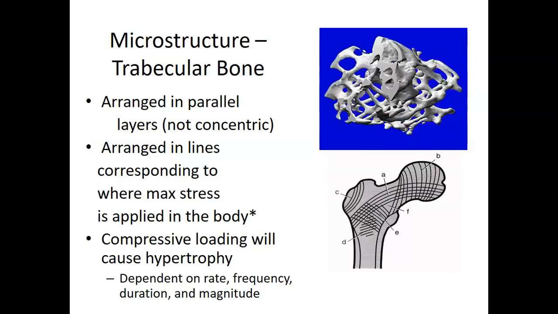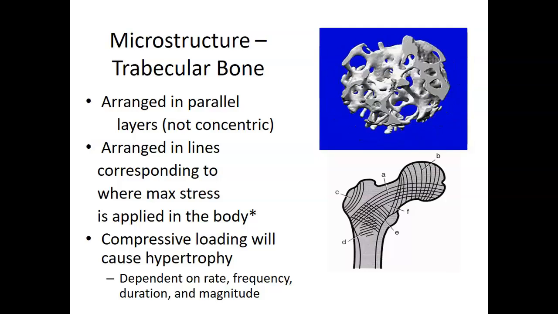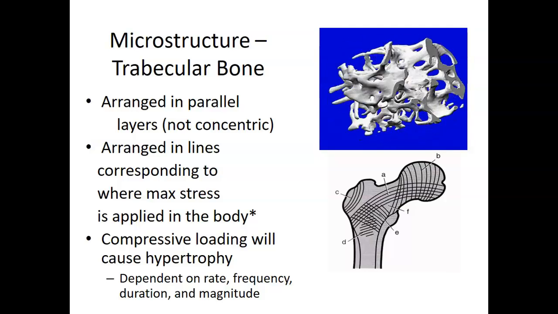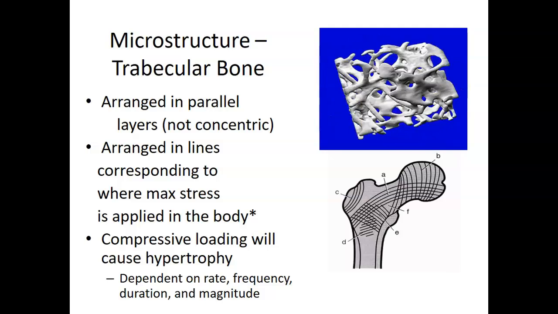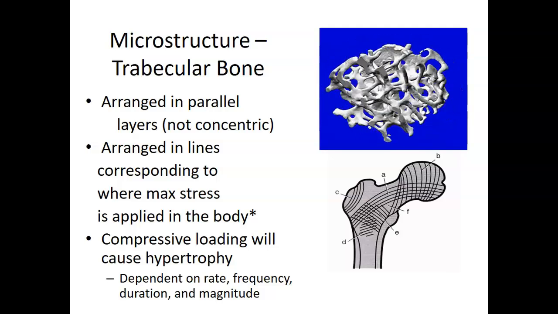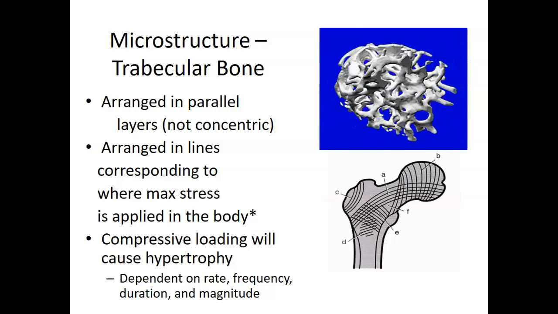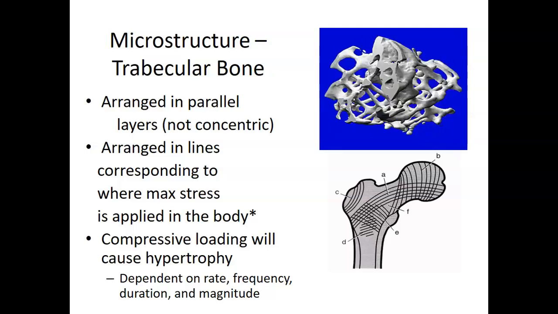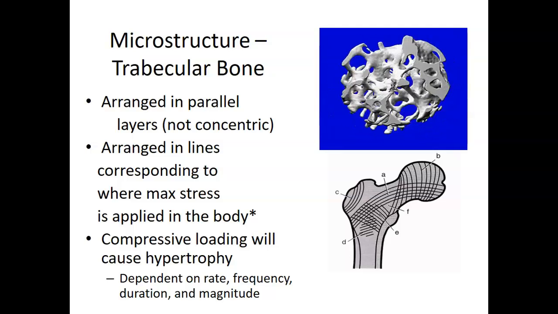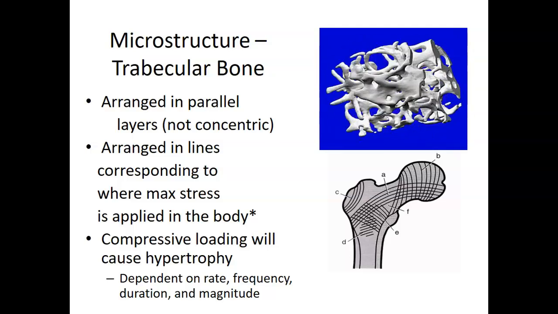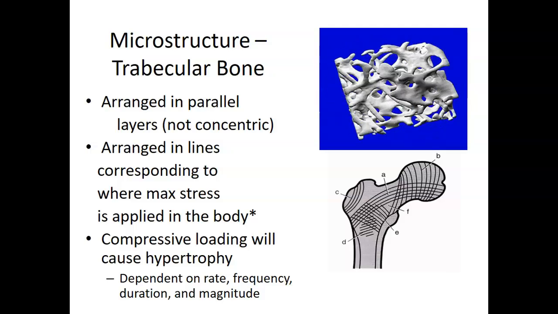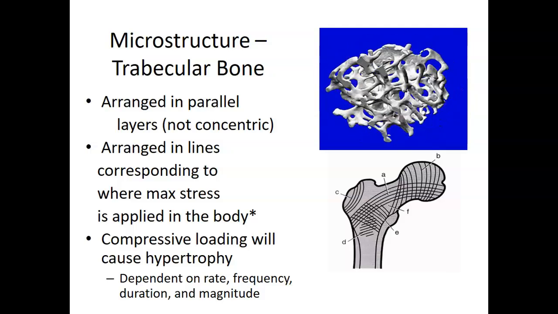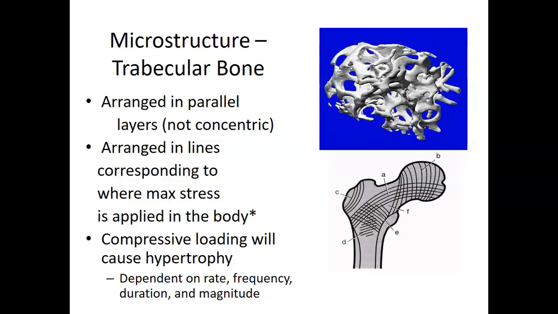So they do lay down along the lines of stress, the pull. And the compressive loading causes hypertrophy. So if you look at this femur, this is the head of the femur and the shaft, and our body weight is through the head of the femur. You guys aren't seeing this on yours. It's through the head of the femur.